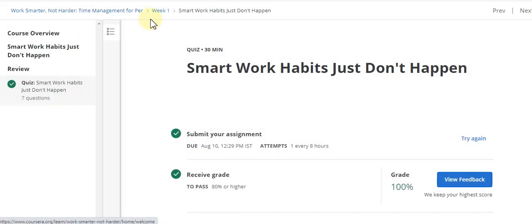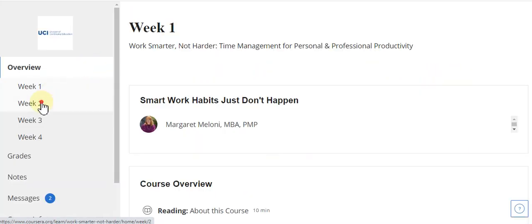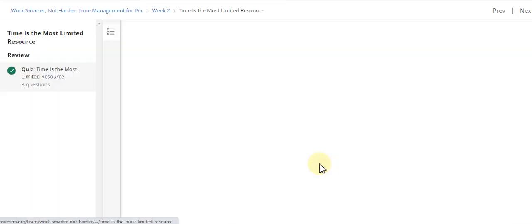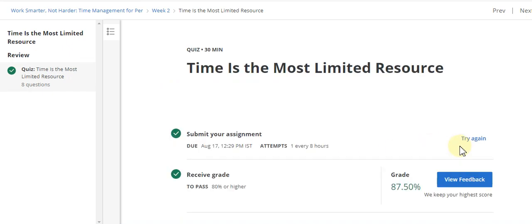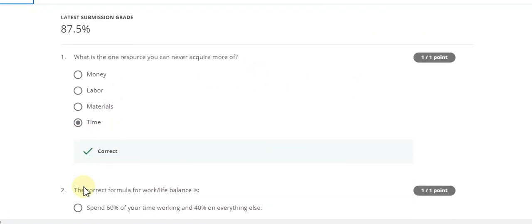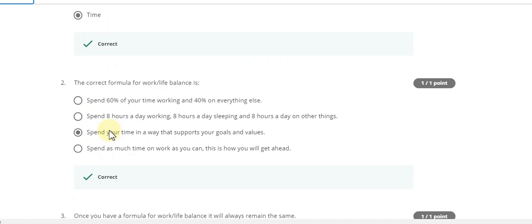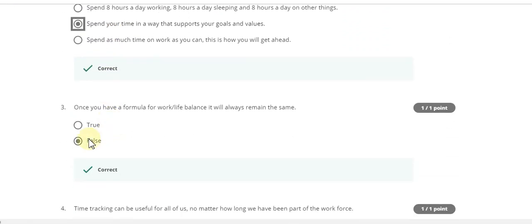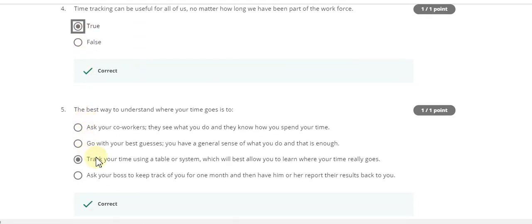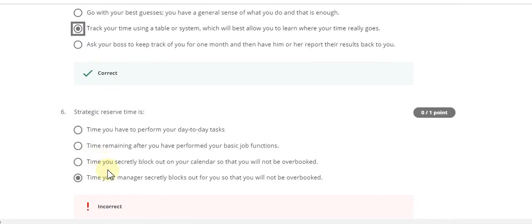Now go to the week two quiz solution. Go to the week two and start the quiz of week two. And here question number first answer is true, question number two answer is C, third is false, fourth answer is true, fifth answer is C, and sixth this question answer is wrong.